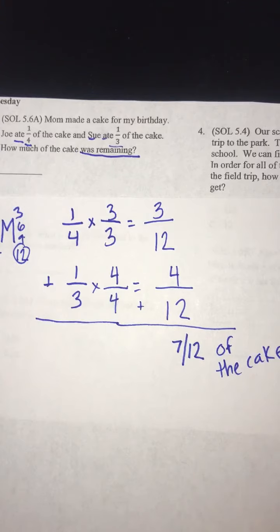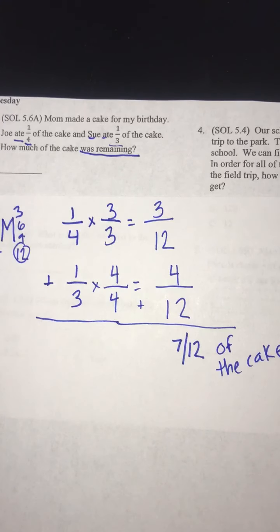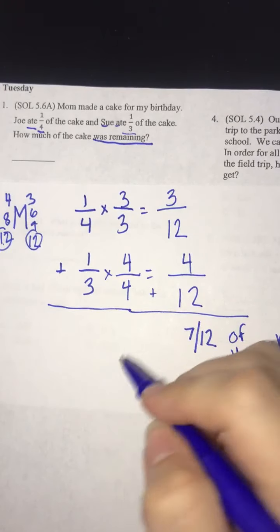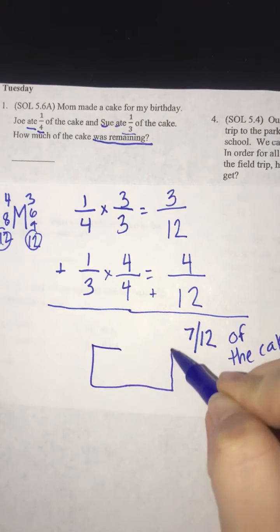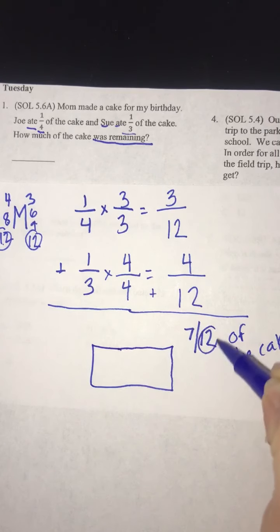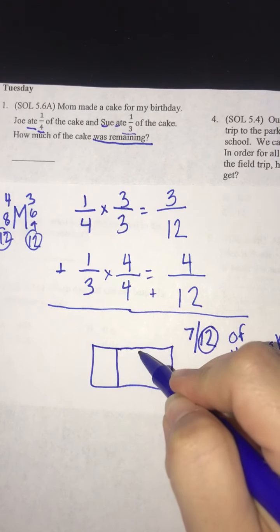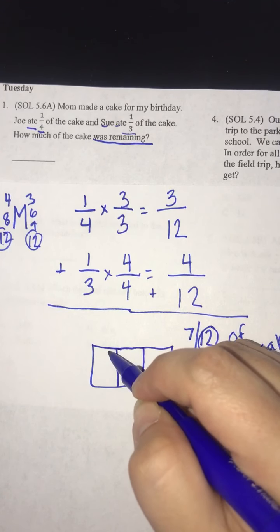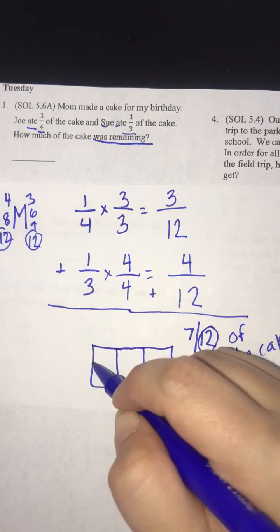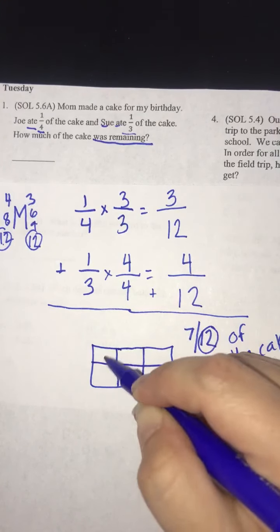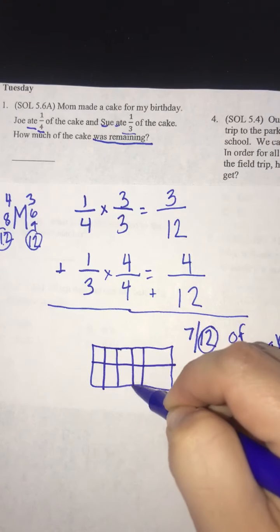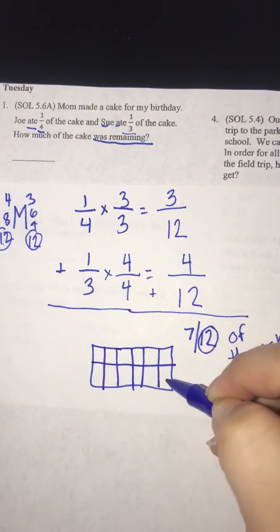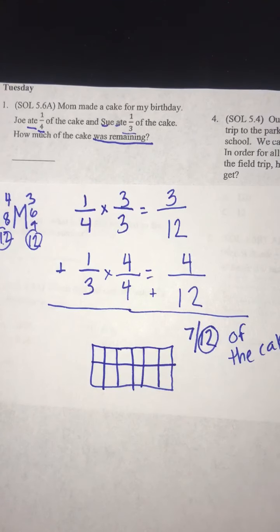Now, going back to the problem, it says how much was remaining. So we need to take the whole cake, and we could draw a picture here if you want. Divide it into twelfths. Let's make sure I do this right. 1, 2, 3, 4, 5, 6. I'll cut it again. 1, 2, 3, 4, 5, 6, 7, 8, 9, 10, 11, 12. Perfect.